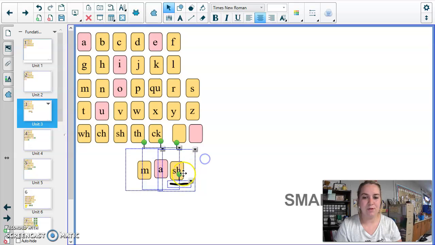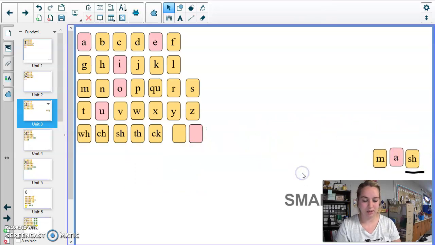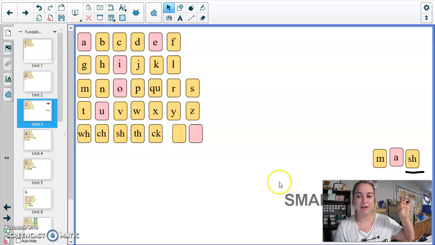Good job. I'm going to move all of these over. Let's do another word. Let's do ship. Say that word with me. Ship. Now let's tap it out. Get your hand up. Tap ship. Sh. I. Ship. I hear a digraph at the very beginning of that.